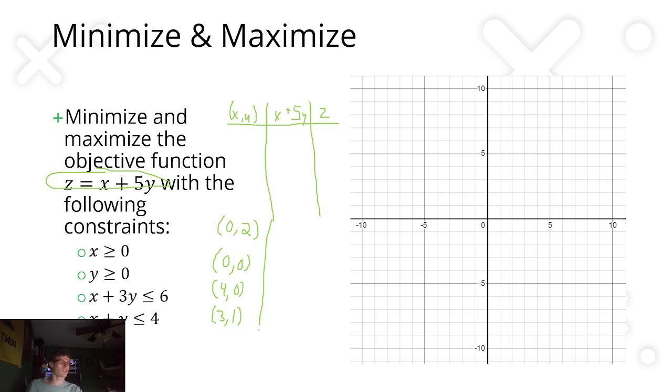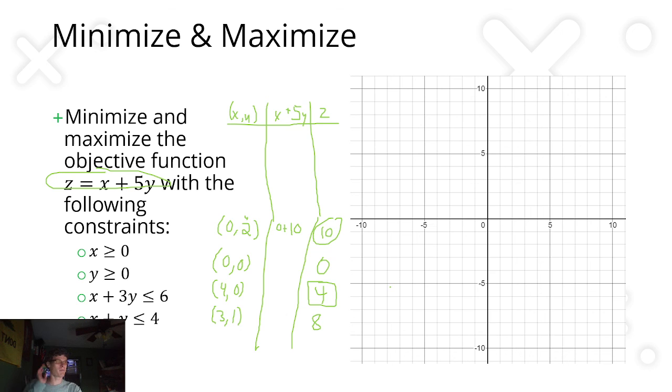So plugging 0, 2 in, I'm just going to bring this down to make it a little bit easier. I get 0 plus 5 times 2 gives me 10. Because this is my y value, I'm plugging it into my objective function. 0 plus 10 gives me 10. 0 plus 0, well, that gives me 0. 4 plus 5 times 0 gives me 4. 3 plus 5 times 1 gives me 8. So my minimum value is the lowest value from that calculation. So that's my minimum value. My maximum value is 10.